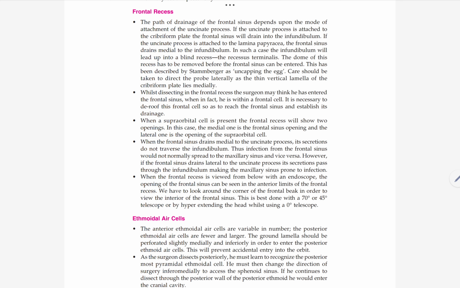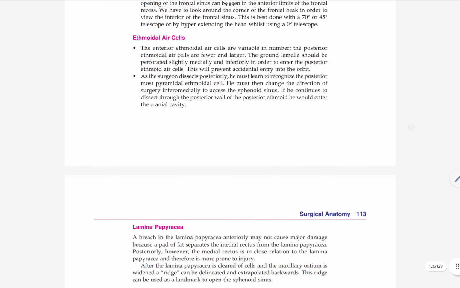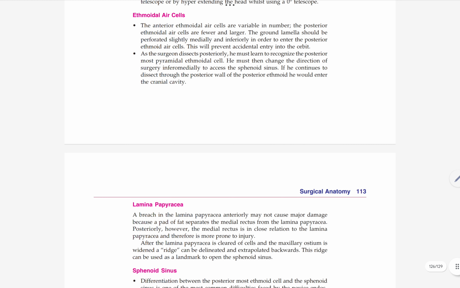The frontal recess is viewed from below with an endoscope. The opening of the frontal sinus can be seen in the anterior limbs of the frontal recess. We have to look around the corner of the frontal beak in order to view the inferior interior of the frontal sinus. This is best done with the 70-degree or 45-degree telescope, or by hyper-extending the head while using a 0-degree telescope.